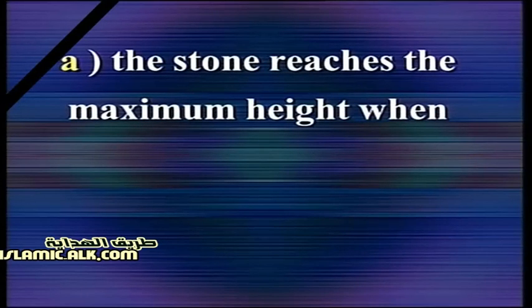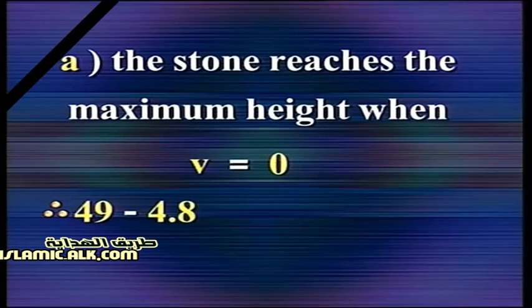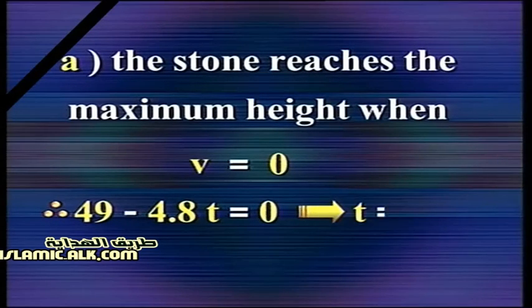The stone reaches the maximum height when v equals 0, or vanishes. Therefore, we put the equation 49 minus 9.8t equals 0. After that, find the value of t. t equals 5 seconds.